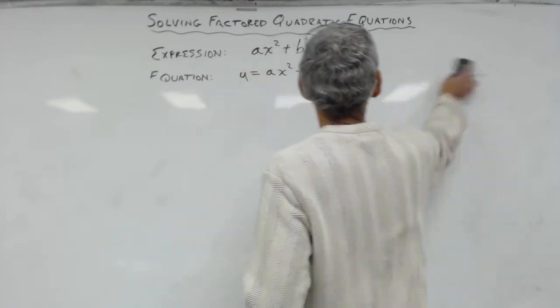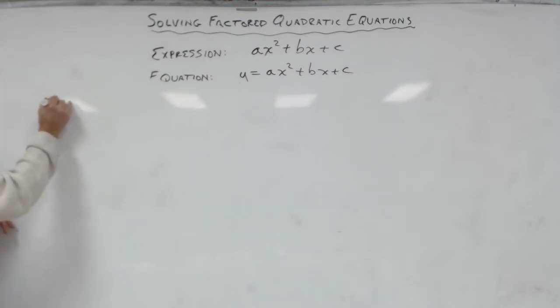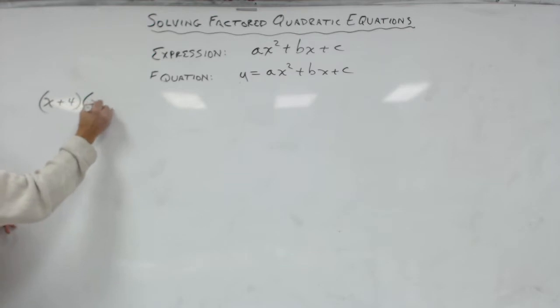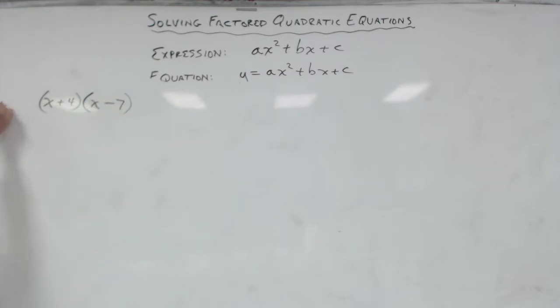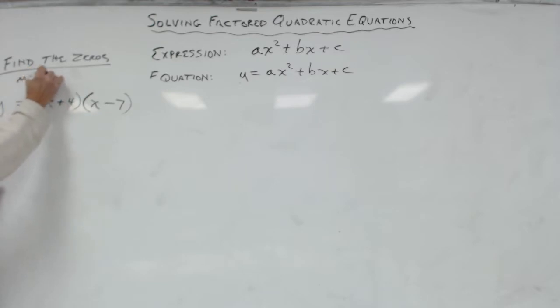Let me think. What did I just put up there? X plus 4 and X minus 7? Okay, and it says y equals, right? In order to find the zeros, this is what we're doing, find the zeros. In order to do that, what we're going to do is make y equal 0. Does that make sense?